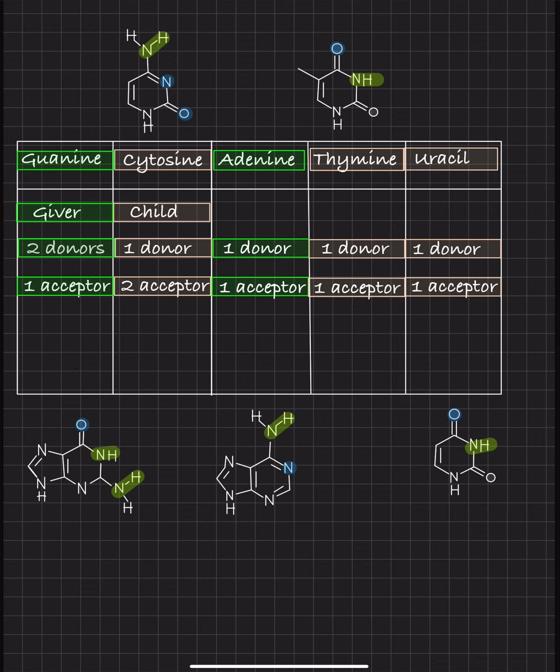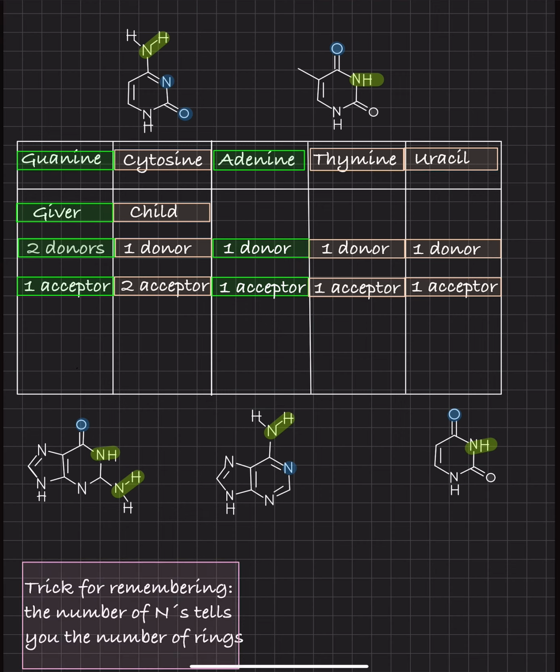Now, another way that you can remember cytosine other than child: if you think of selfish, it kind of sounds like a C. I mean, it does sound like an S, but it also could be cell, C-E-L-L. So that's another mnemonic you can use to remember that cytosine is selfish. It's going to be accepting too. Now, structure-wise, again, I already showed you the hint that the number of Ns tells you the number of rings.